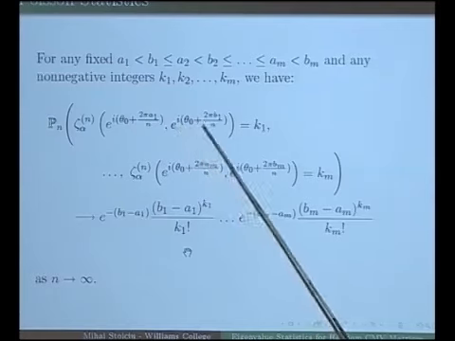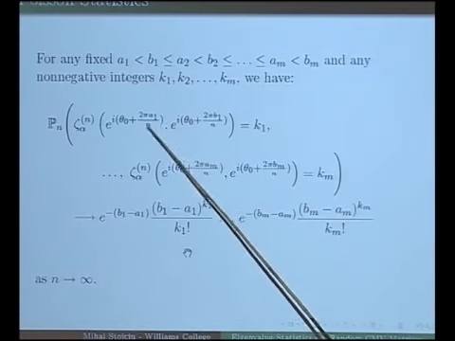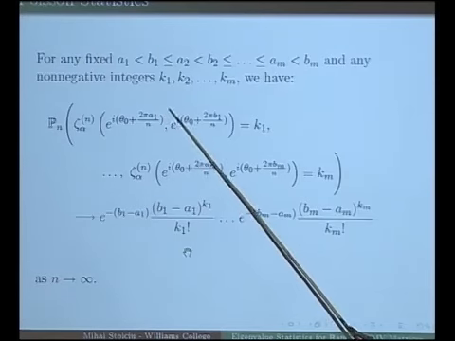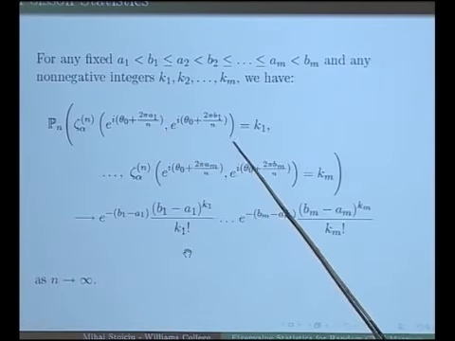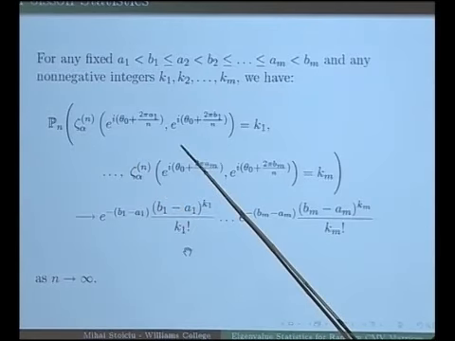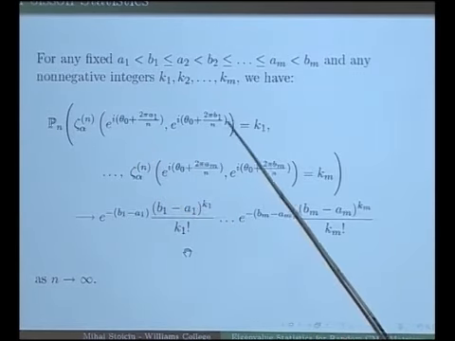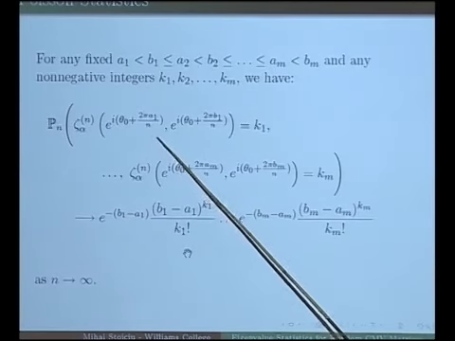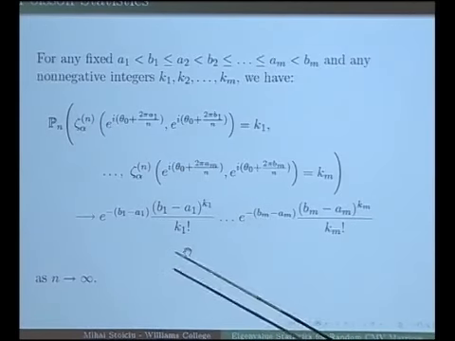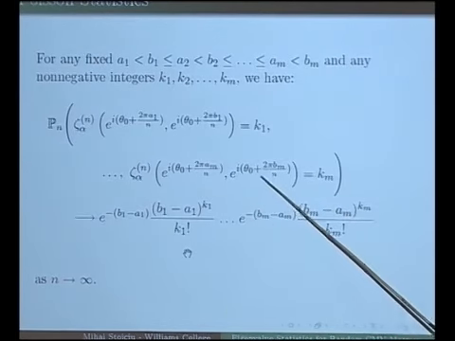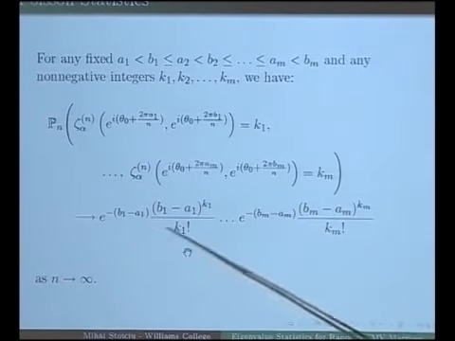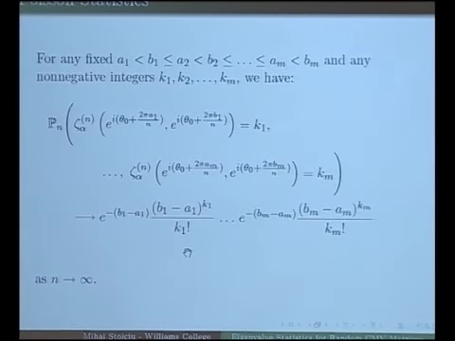So if I fix a bunch of points, so intervals, A1, B1, A2, B2, up to Am, Bm, and I ask, what is the probability that in the first interval, e to the i theta 0 plus A1, B1, but rescaled by n. So I take the interval rescaled by n. What is the probability that I have k1 eigenvalues in this interval? k2 eigenvalues in the second rescaled interval. km eigenvalues in the m-th interval. And this satisfies the Poisson law.